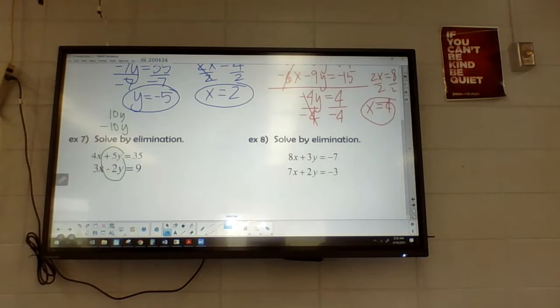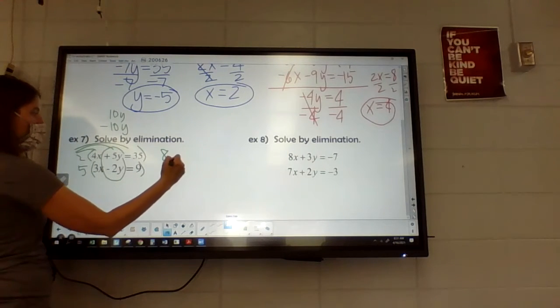And again, I like that one because it's already positive and negative for me. Bless you. So I'm going to multiply the top row by, I'm doing 10 and negative 10. What am I multiplying the top row by? 2. And how about the bottom row? Getting a common denominator.